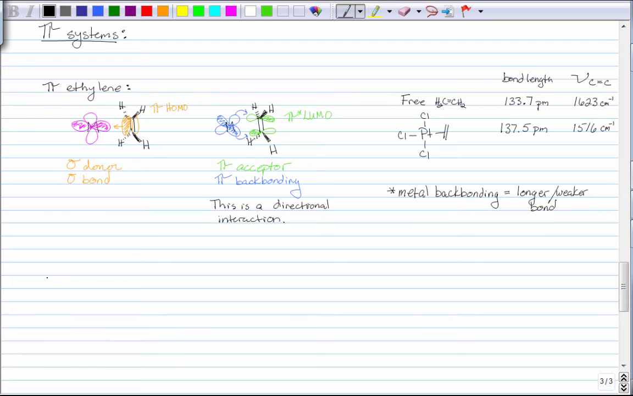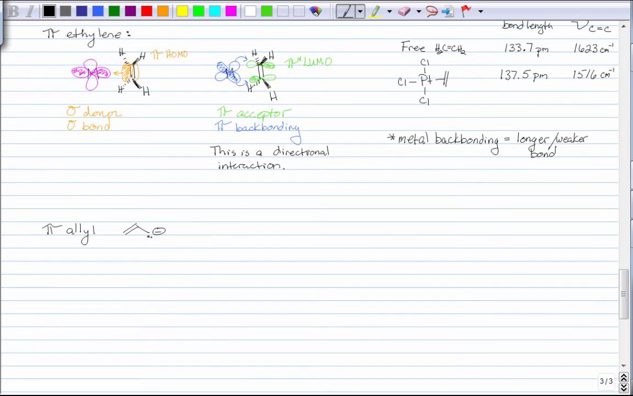Now let's look at another pi system, the pi allyl ligand. I know you've seen this at least once in organic chemistry, but as a reminder, I'm going to draw the pi molecular orbital diagram for this molecule. Now the pi system here has 3 p orbitals that are contributing, and so I should get 3 pi molecular orbitals in the end. The lowest energy pi molecular orbital has 0 nodes and has bonding interactions between all 3 carbons.